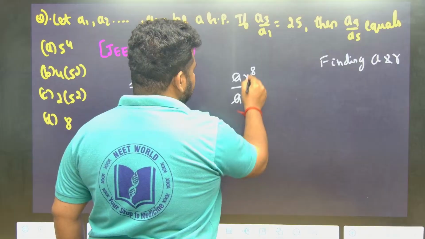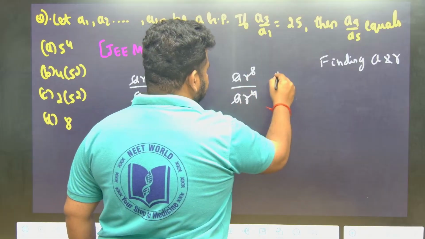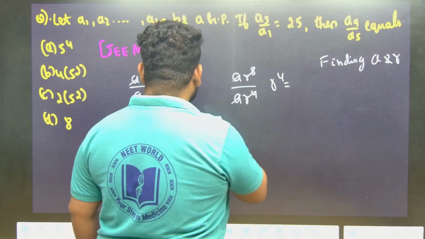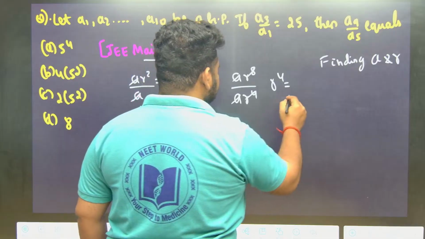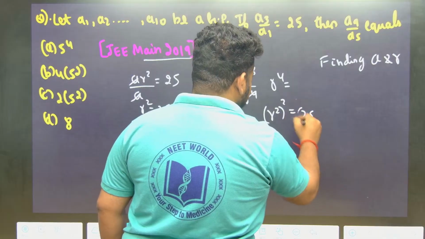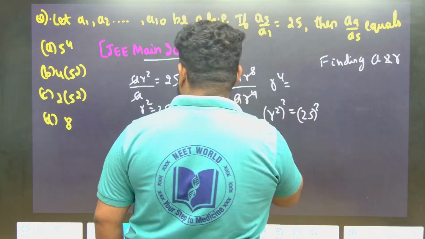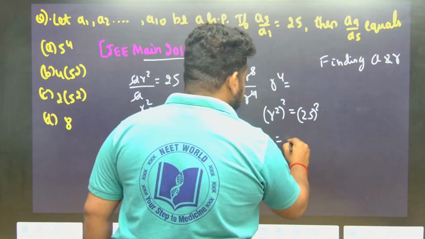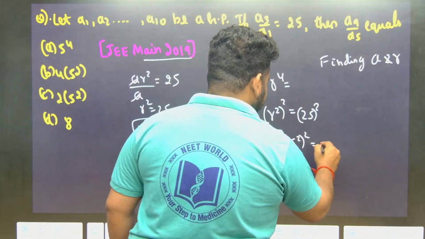So R power 4, R power 8. That means what? It will become R power 4 only. So we got R square is equal to 25. Okay, R square is equal to 25. R power 4 means R square whole square. That is 25 square. Correct now? 25 square is nothing but equal to 5 square whole square. That is nothing but equal to 5 power 4.